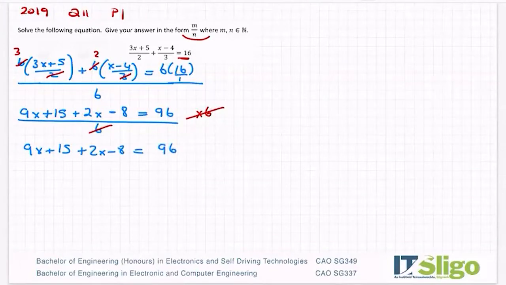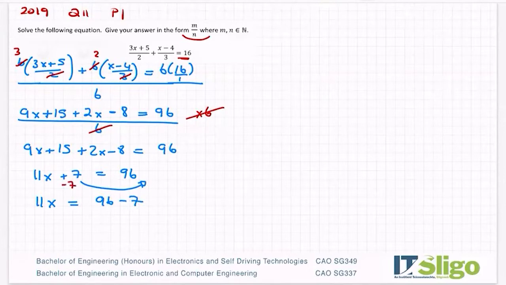So let's tidy up. I have 9x and 2x is 11x. I have 15 minus 8 is 7, equals 96. And just like with any other solve, x is to one side, numbers to the other. Okay, or of course you can minus 7 from both sides, whichever way you do that. And you get 11x being equal to 96 minus 7, 89. Divide by the number in front of the letter.